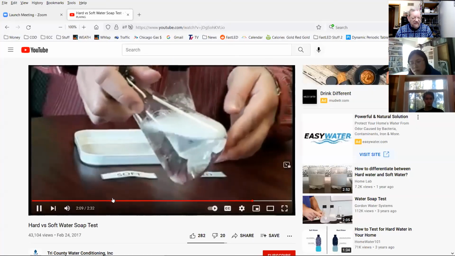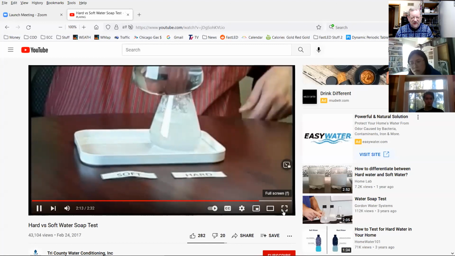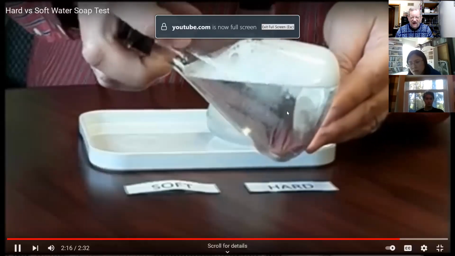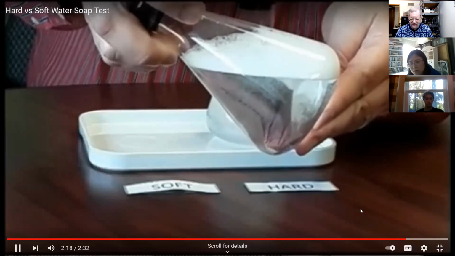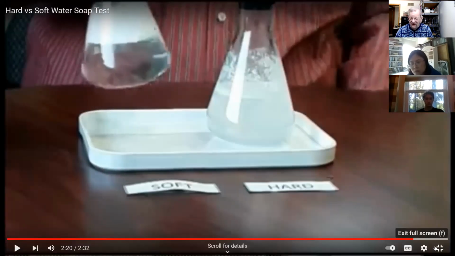Where now, if we look at the soft water, you can see in the beginning how clear it is at the bottom. You see how clear it is? The soft water, there's nothing, no solid sticking to the side of the beaker. All right, let's explain what that's all about.